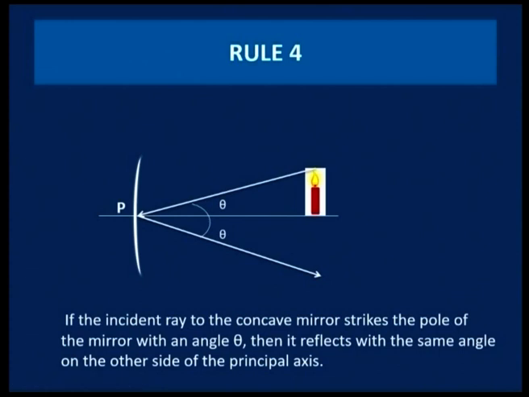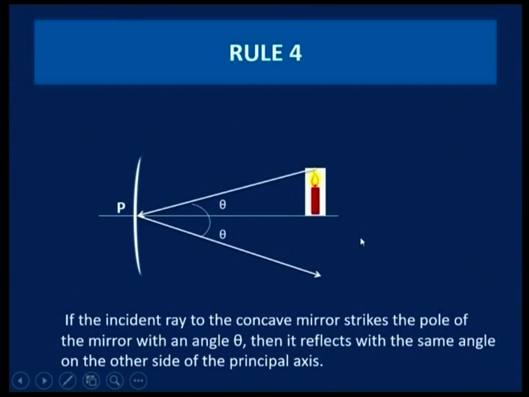Rule number 4 says, an incident ray when it hits the pole of the mirror with an angle theta, then it gets reflected with the same angle theta on the other side of the principal axis. Okay children, the incident ray coming from the object hits the mirror at the pole and it reflects such that it makes the same angle theta on the other side. So these are the 4 rules that have to be followed while drawing the ray diagrams.